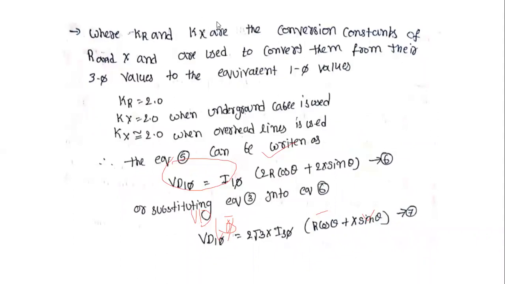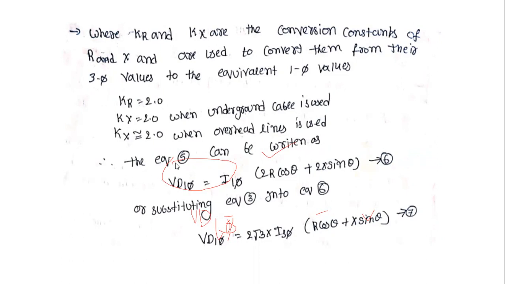Next, KR and KX are the conversion constants of R and X. They are used to convert the three phase values to the equivalent single phase values. Therefore, KR is equal to 2 and KX is equal to 2 when underground cable is used, and KX is approximately equal to 2 when overhead lines are used.